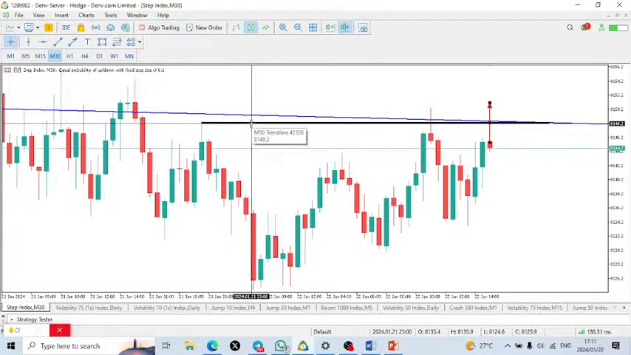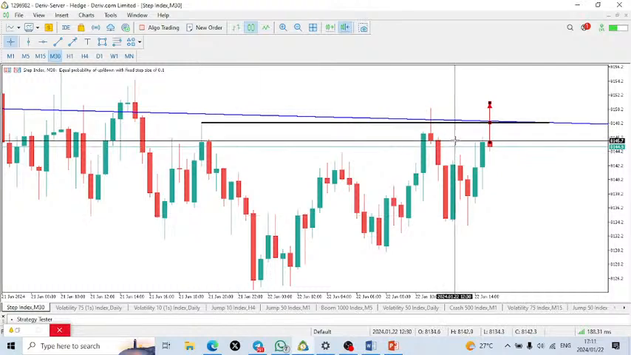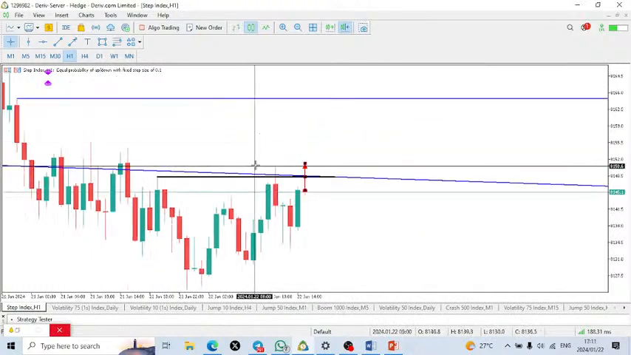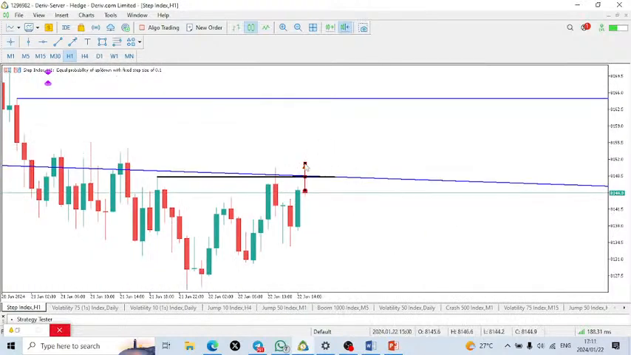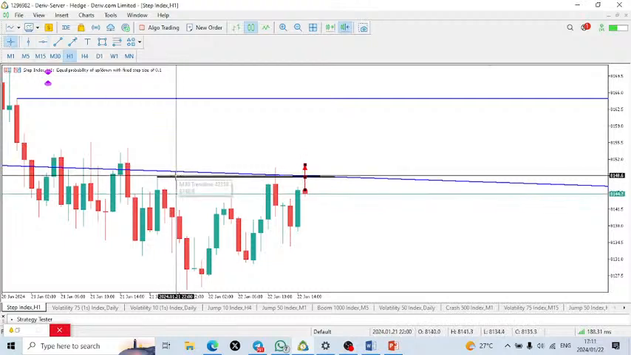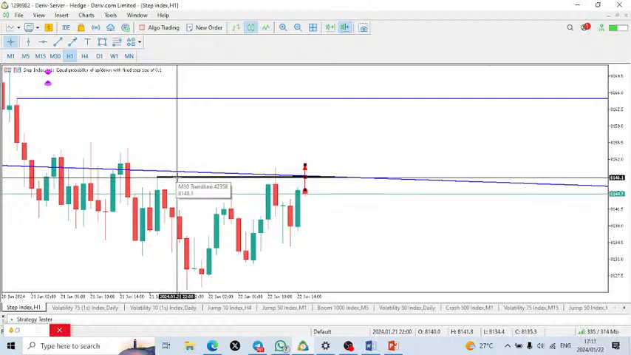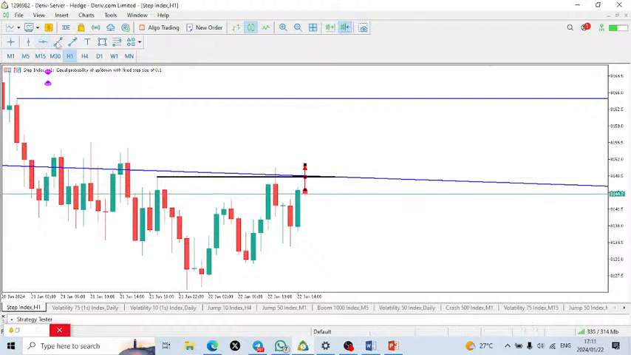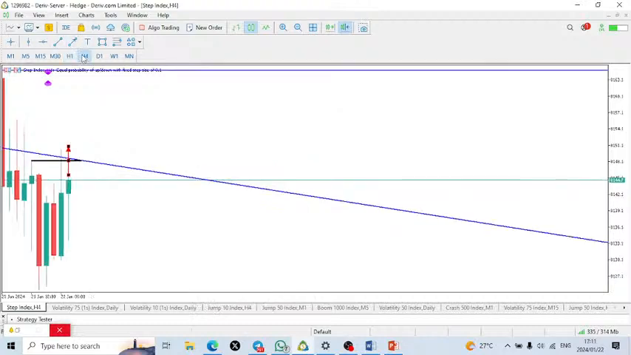Here we need a candle to close above here. So that's one thing I'm waiting to see in Step Index. I want a candle to close above this price on the 1 hour, 1846. But overall, I would also want price to take out this level.